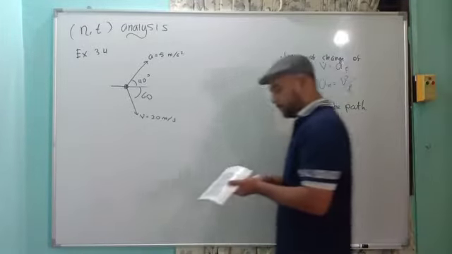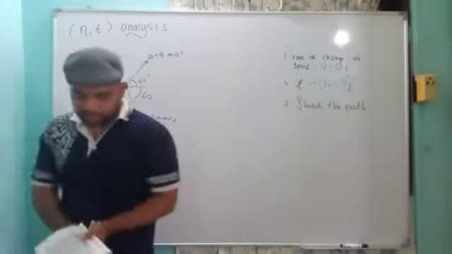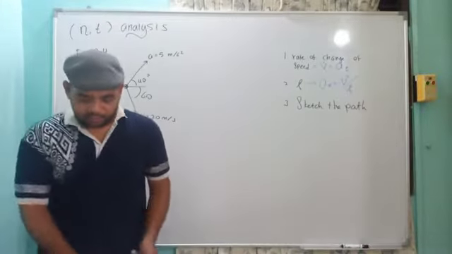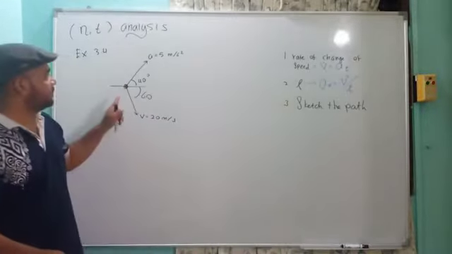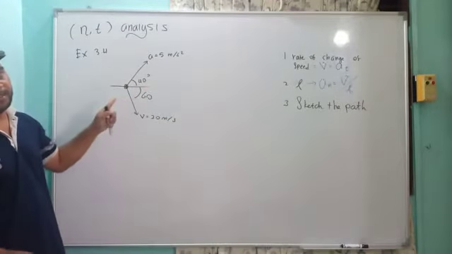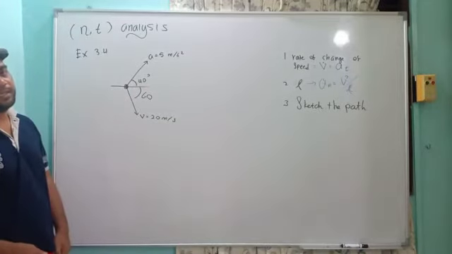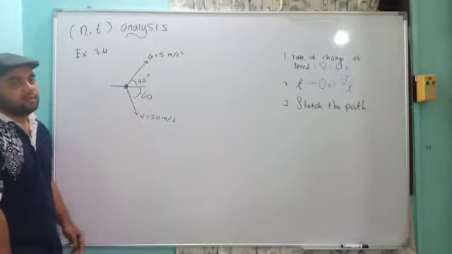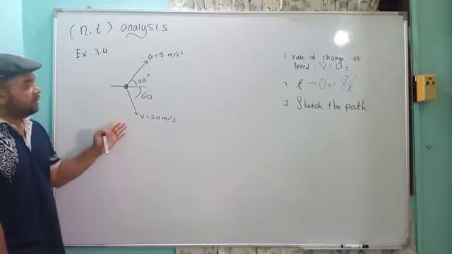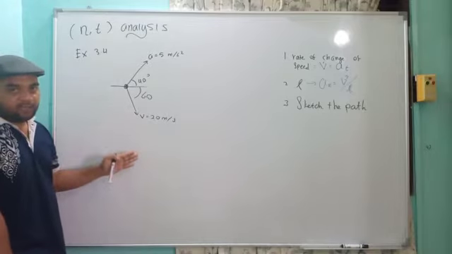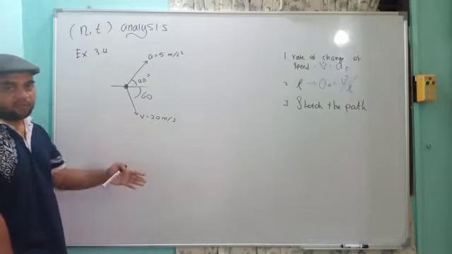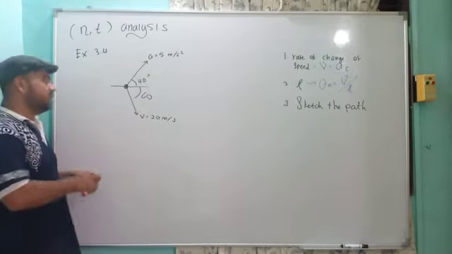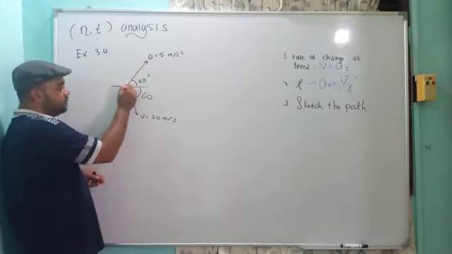For the first one, you have to resolve, so first build the normal-tangent axes. From this figure, you should know that the tangent is in the same direction as the velocity. So you know that. Now from here, you will have this one.